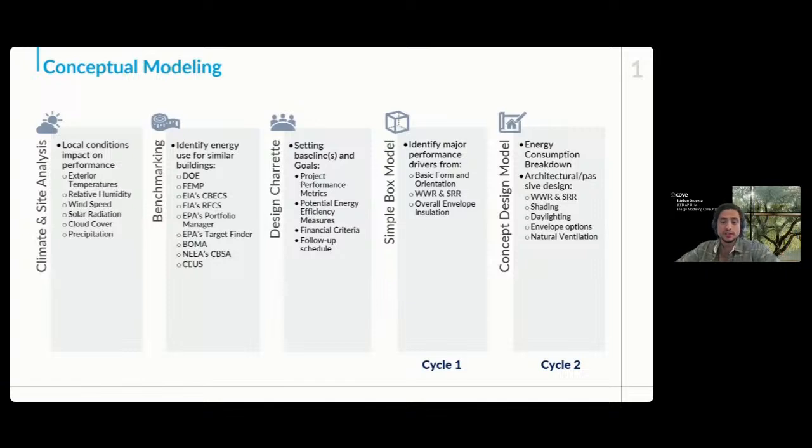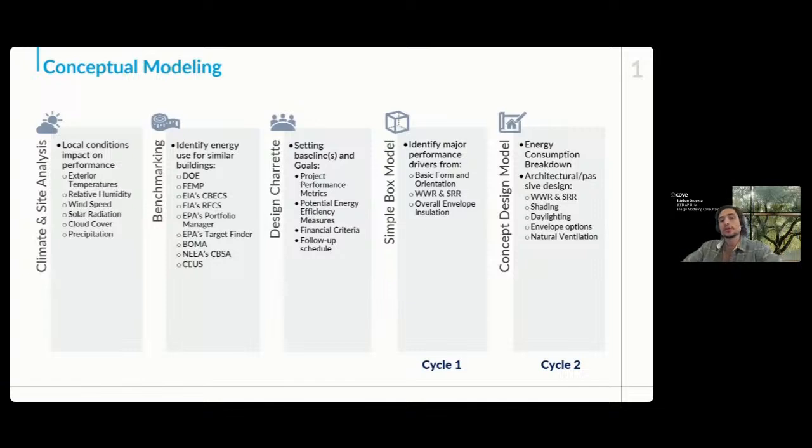And then design charrette, this is a step that often comes overseen. That is early in the project, all the involved, all the interested parties sitting down and setting the performance metrics, the performance goals, what are the potential energy efficiency measures to look at, what's the financial criteria, and what tasks are to be done by each party. So that helps really defining project baseline and its goals. It establishes the work frame.